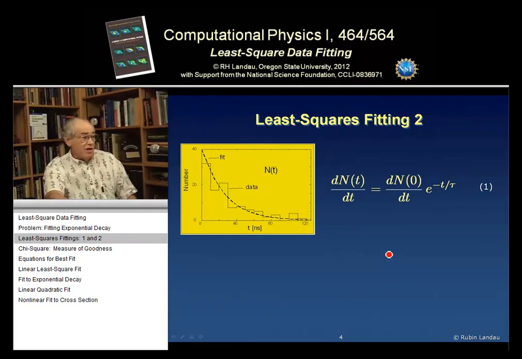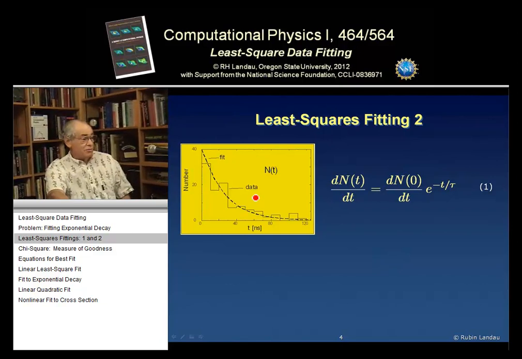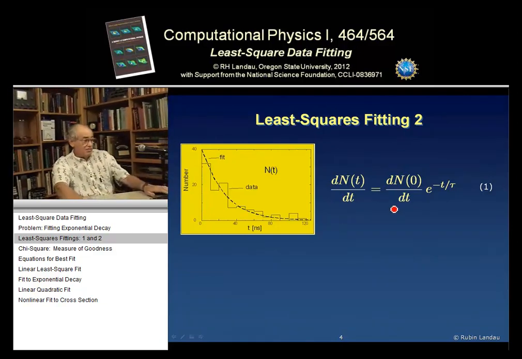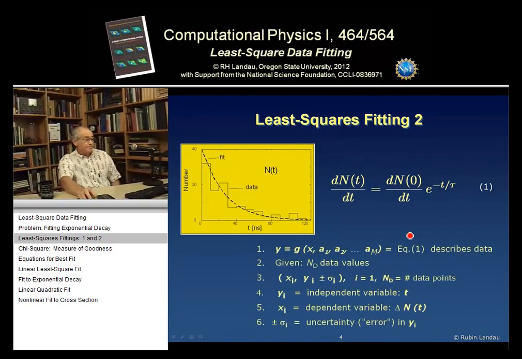So let's look now at slide 4. Just like slide 3, it starts off: here's the data we're trying to fit, that's the theory we'd want to fit. How do we go about that? Well, first of all, we have to say we have data. We're assuming, which may be wrong, but that's our assumption, that there's some function that can fit the data. Fine. Now, how many data points do we have? We have n sub d data values to fit.